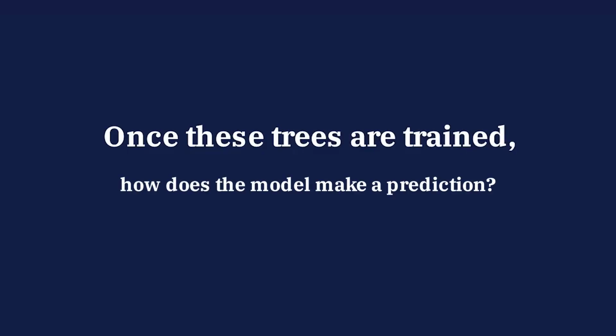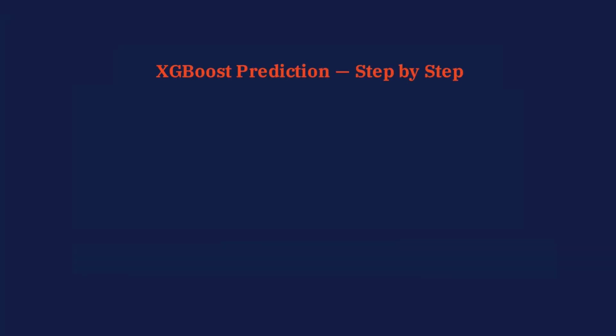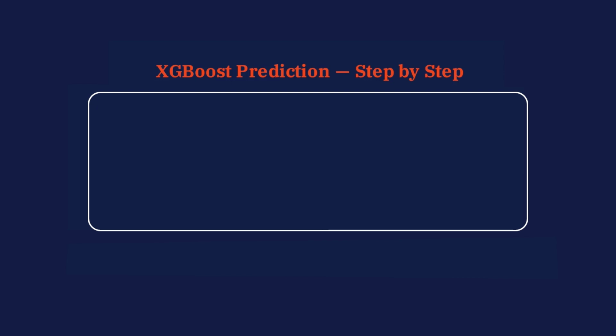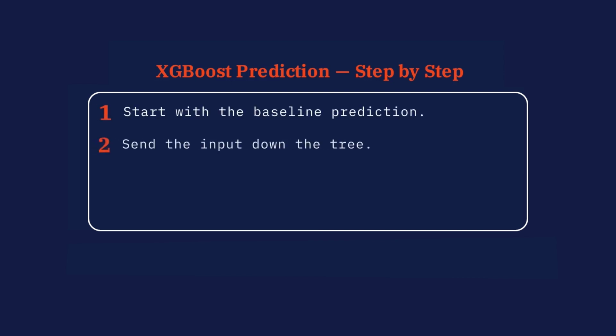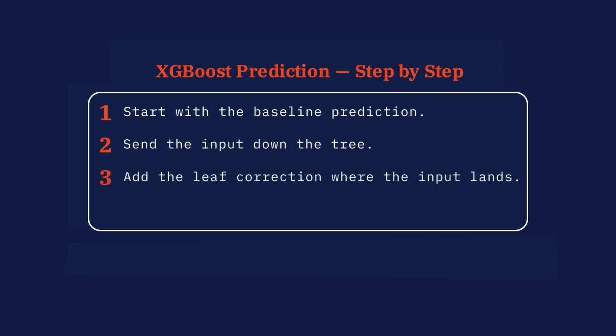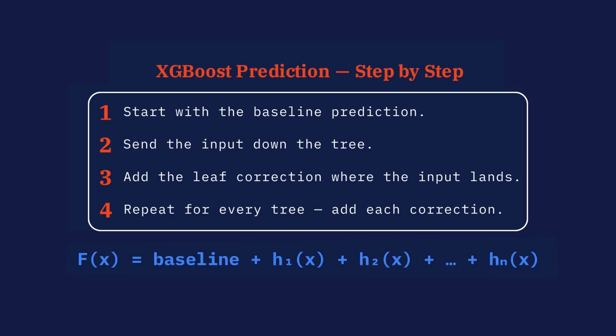Once these trees are trained, how does a model make a prediction? Here is the key idea. The trained XGBoost model makes a prediction by following these steps. Start with the baseline prediction. Send the input down the tree. Add the leaf correction for the region where the input lands. Then send the same input down tree 2 and add tree 2's correction. If you have an XGBoost model that contains n trees, you add the contribution from all of them.